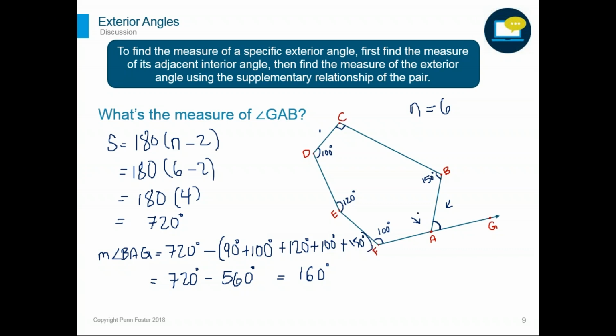Now we know that this is 160 degrees. We can use the supplementary property because this is a straight line. So these are a supplementary pair. So the measure now of the exterior angle, BAG, or GAB, it's the same angle, would be 180, the supplementary property, minus the adjacent one, 160, and that will give you that the exterior angle measures 20 degrees. So that is 20 degrees. Any questions?